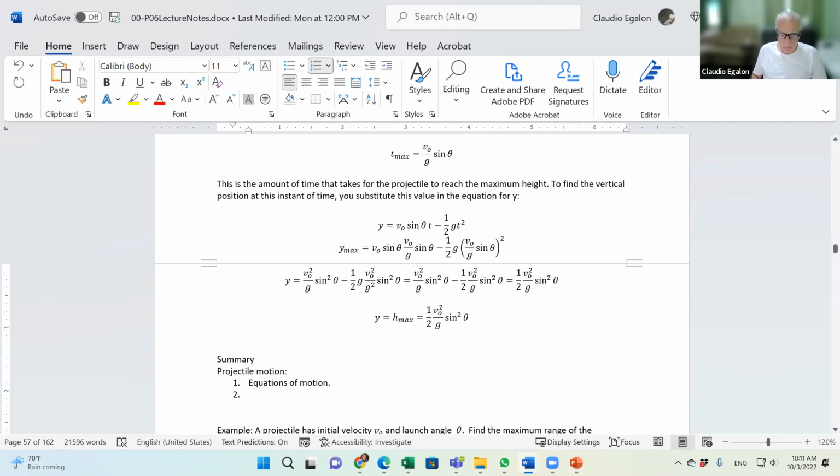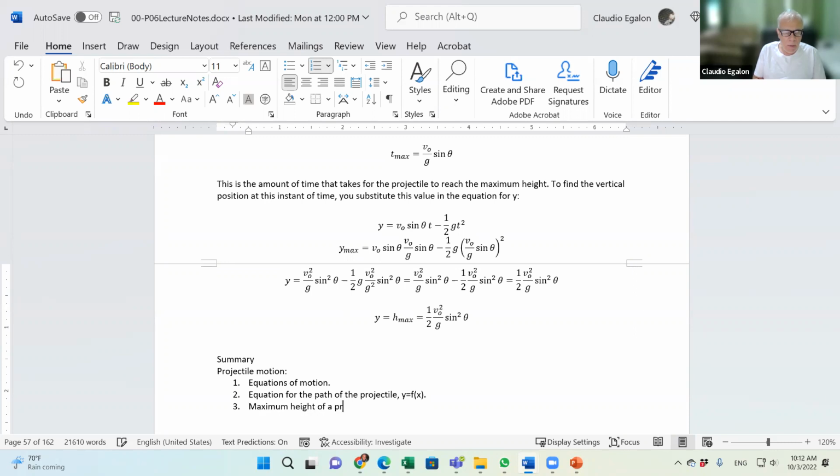Okay. We find the equation for the path of the projectile. And that's going to be what? Y equal to f of x, okay? Maximum height of a projectile.